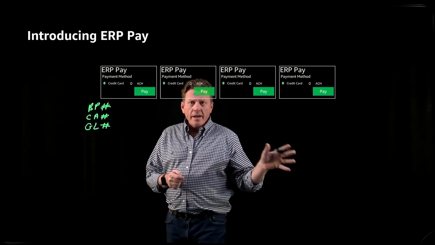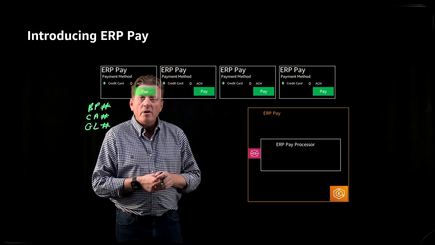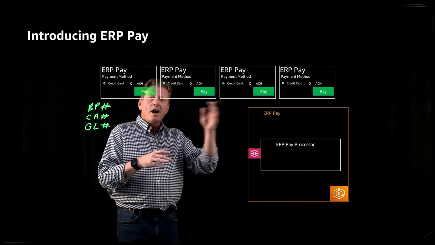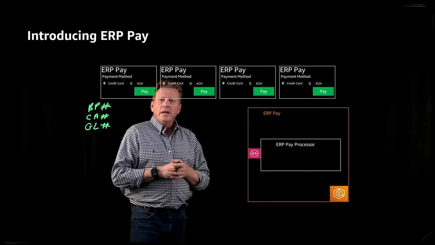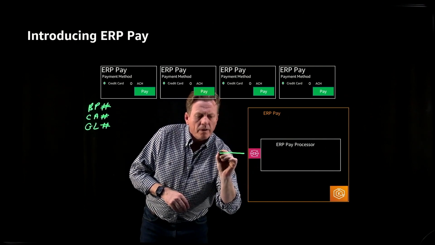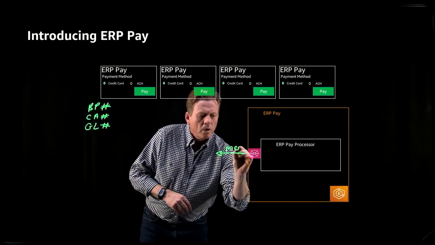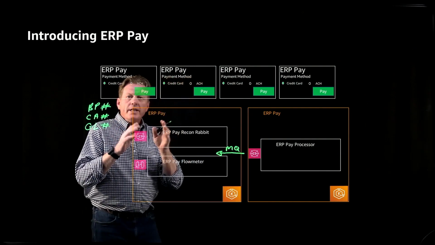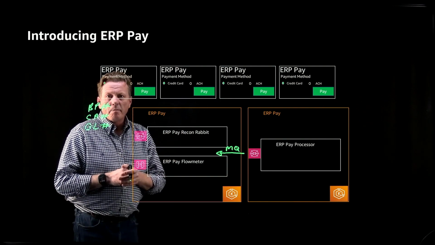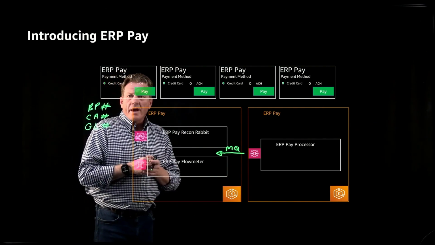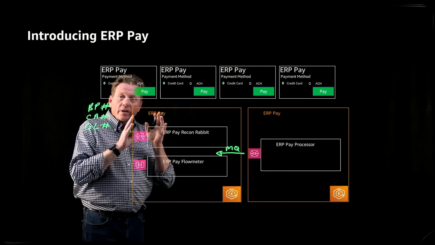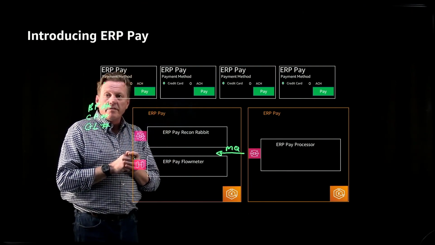In the ERP Pay environment, we have the core processor, which concerns itself with processing these transactions across the entire landscape during the online day, and communicating using Amazon MQ with two key subcomponents. The first of which is ERP Pay Recon Rabbit, which matches the transactions from the various service providers and ensures that they are enriched with the correct referencing for SAP accounts receivable.